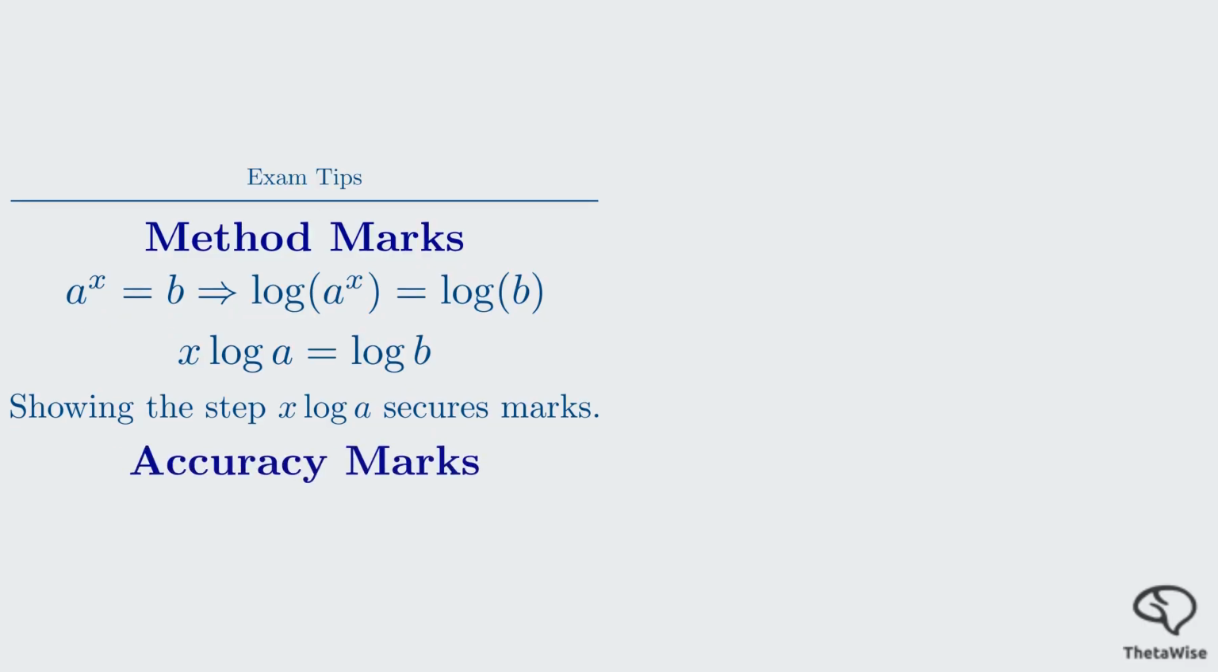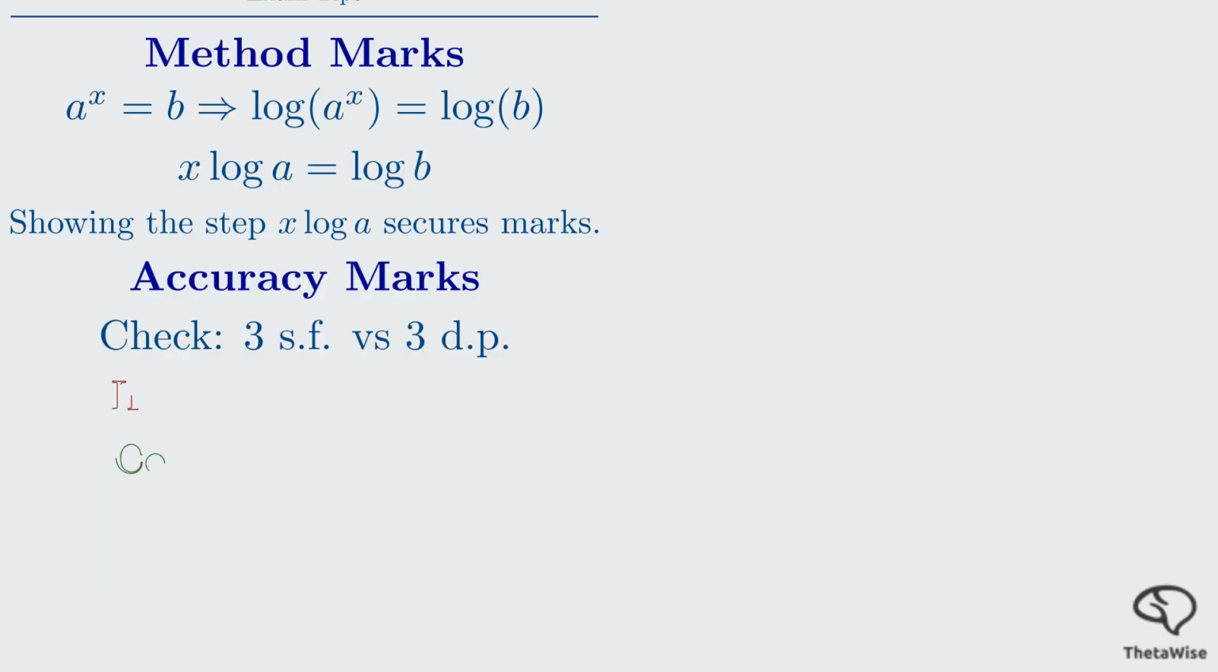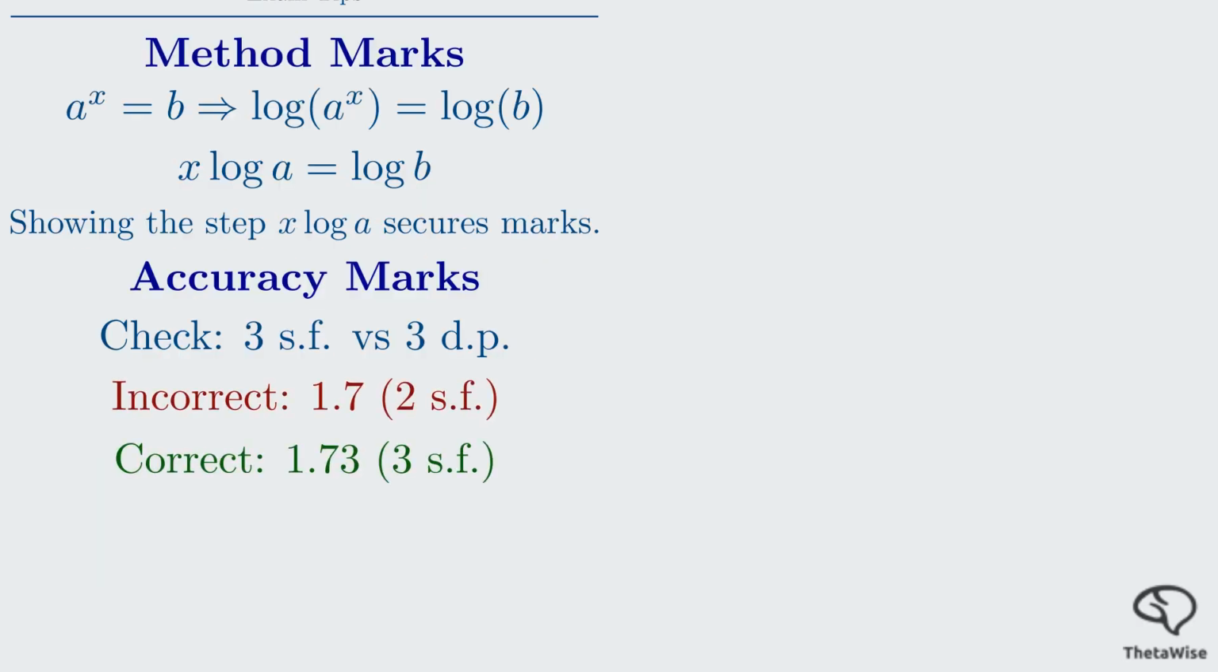Accuracy marks. Ensure you follow the rounding instructions precisely. If the paper asks for 3 significant figures and you provide 2, or you round incorrectly to 3 decimal places instead, you will lose the final accuracy mark.